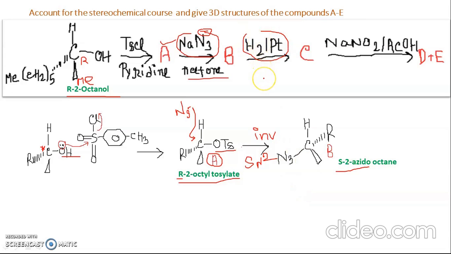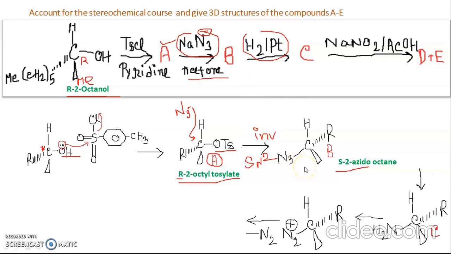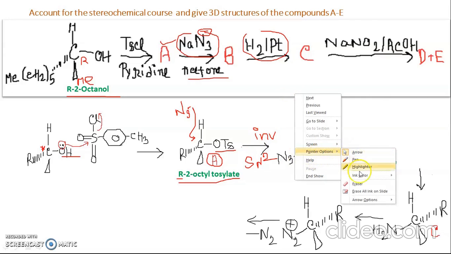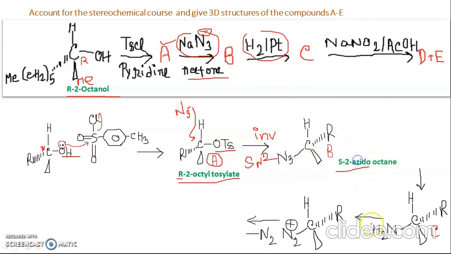Next we are using H2, Pt. This is a hydrogenation reaction that will take place. N3 will be converted to an NH2 group in the presence of metal catalyzed hydrogenation. Platinum is the metal here. So now N3 is simply changing to NH2. Here also there is no change at the chiral center.